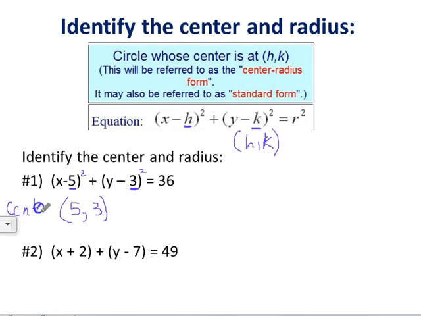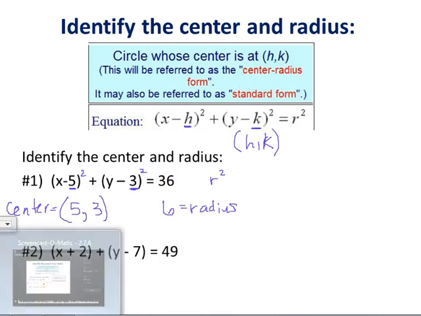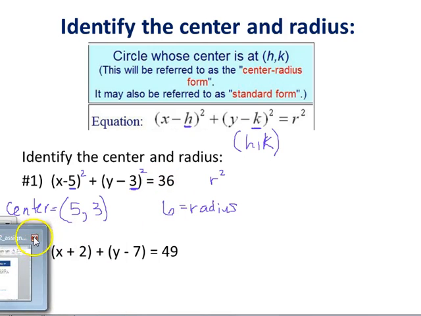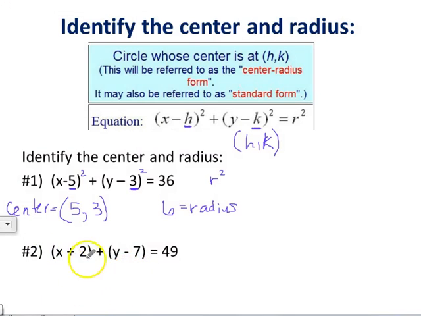So there's my center. What about the radius? Well, remember, it's r squared, so to find the radius, we need to take the square root of 36. The square root of 36 is 6, so 6 equals the radius. If I square 6, I get 36. And one more, let's do one more here, this last one. I want you to find the center and the radius. So click pause, try it on your own, and when you're ready to check your work with mine, go ahead and click play.